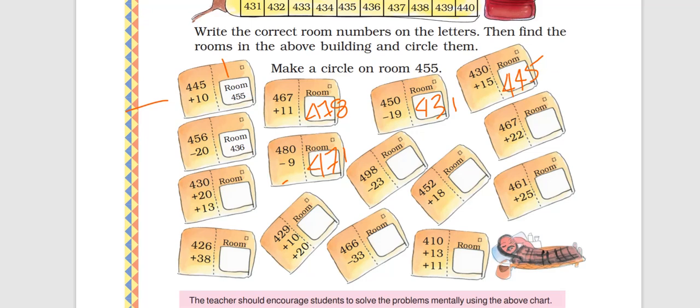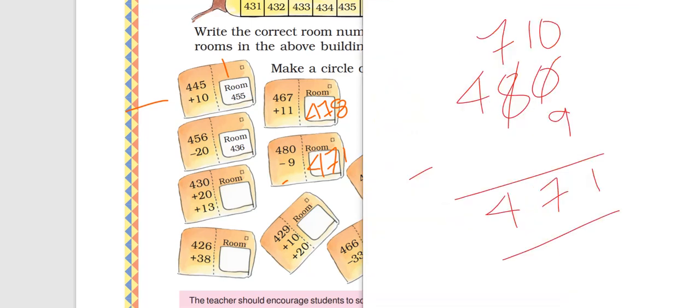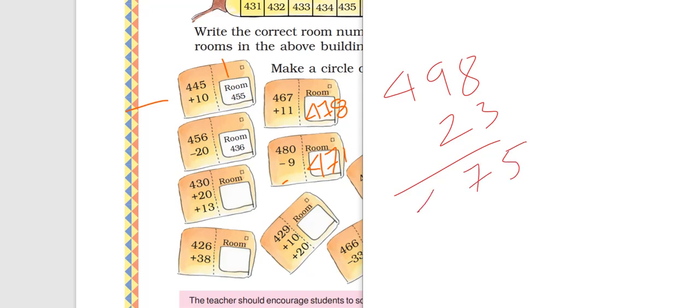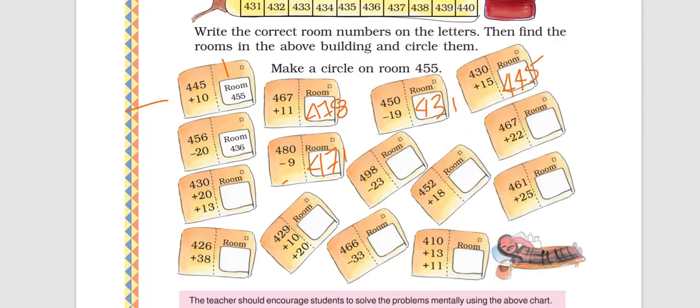498 minus 23. 8 minus 3 ones is 5 ones. 9 minus 2 tens is 7 tens, and 4 minus 0 hundreds is 4 hundreds. You have 475. Next one is 467 plus 22.